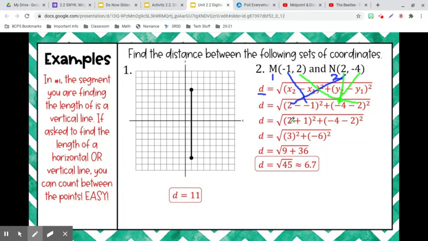So that gives us 2 minus negative 1 squared plus negative 4 minus 2 squared. And that brings us down to 2 plus 1 squared plus negative 4 minus 2 squared. 2 plus 1 is 3 squared. Negative 4 minus 2 is negative 6 squared. 3 squared is 9. Negative 6 squared is 36. We're still adding those together. We get 45. The square root of 45 is 6.7.